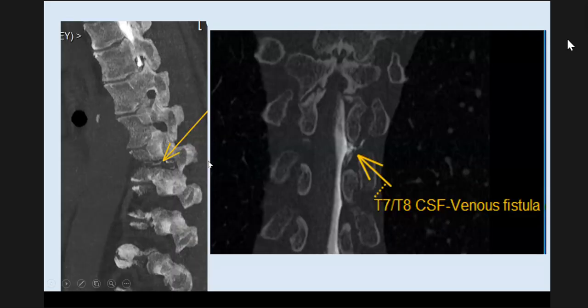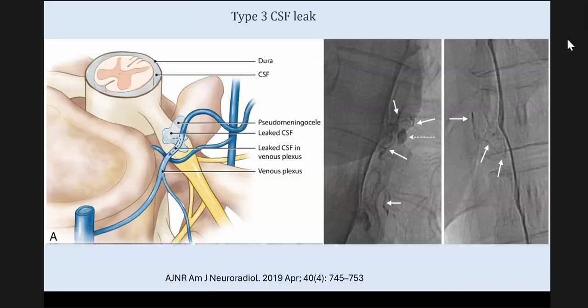This is the typical appearance of a CSF venous fistula. There is a communication between the subarachnoid space, the CSF, into the paravertebral venous plexus. This is a CSF venous fistula, and this is considered to be a type 3 leak. And you can see where the communication arises from.